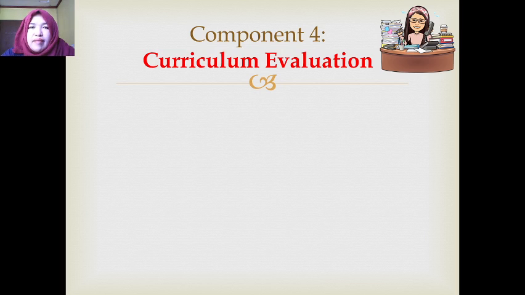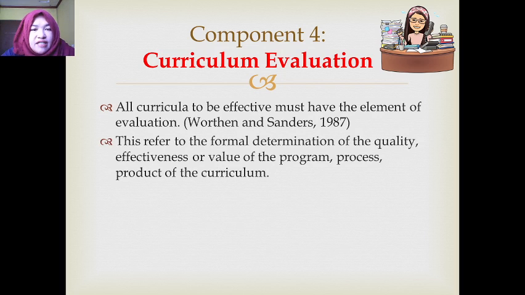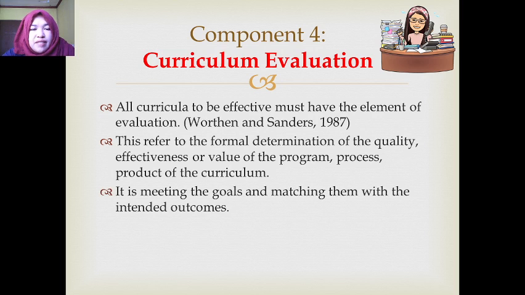So, malapit na. Nasa component 4 na tayo, no? So, the curriculum evaluation. So, all curricula, to be effective, must have the element of evaluation. So, the curriculum evaluation is an element of an effective curriculum. Yun nga, yung meaning niya. Then, this refers to the formal determination of the quality, the effectiveness, or value of the program, process, product of the curriculum. So, it is meeting the goals and matching them with the intended outcomes.